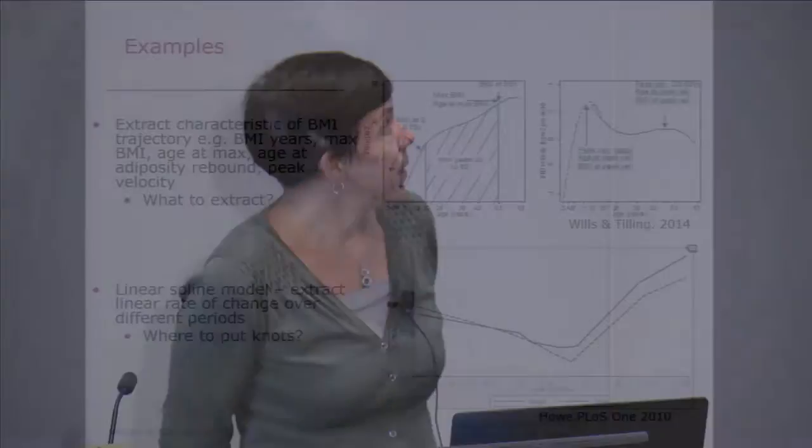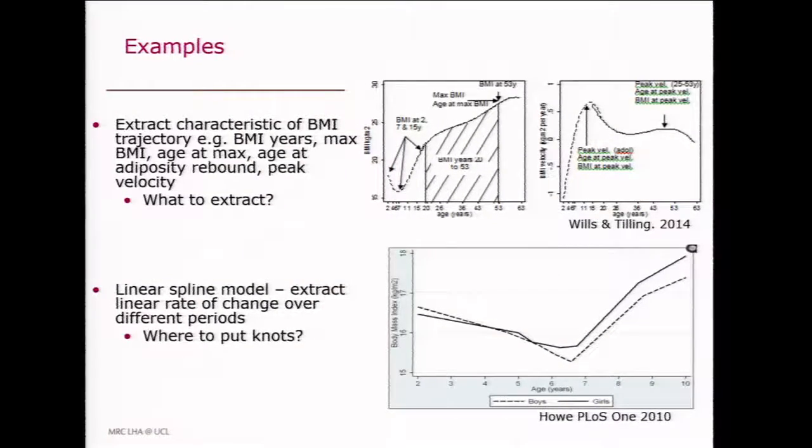So the top example is fitted to data in the NSHD. And here it's fitted to BMI, and we extract the characteristics of the BMI trajectory. So for example, that area under the curve can be a BMI accumulation, or BMI years. We can look at maximum BMI, age at maximum, adiposity rebound, and then the second graph over to the far side is looking at acceleration, so you can look at things like peak velocity. But of course, there's a huge number of aspects of that curve that you could extract. So one question is, well, what do we extract from data like that?